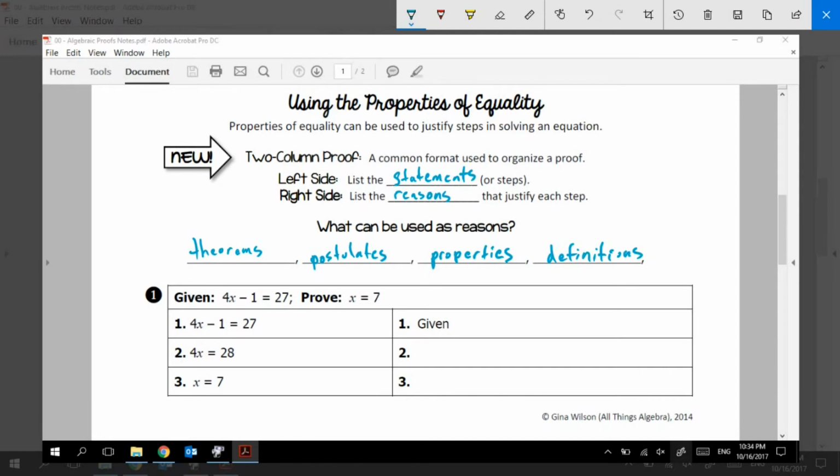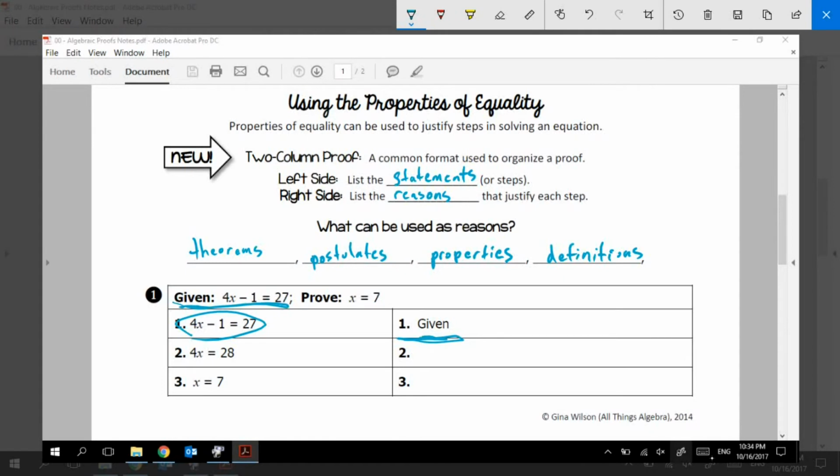So first, your first line is always exactly what they gave you. 4x minus 1 equals 27. How do I know this step is true? Well, it's given. That means they gave it to me. Look, given. It's written right here. Given. They gave that one to me. So we started off with that.